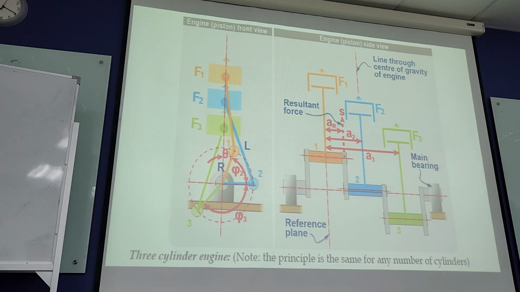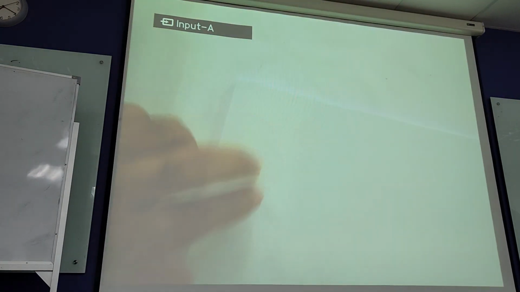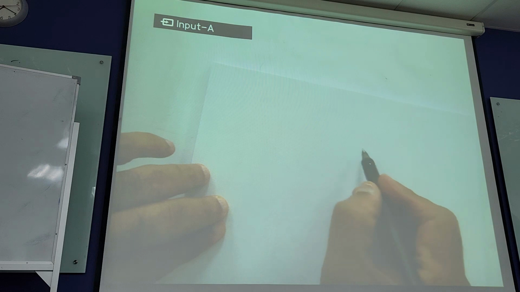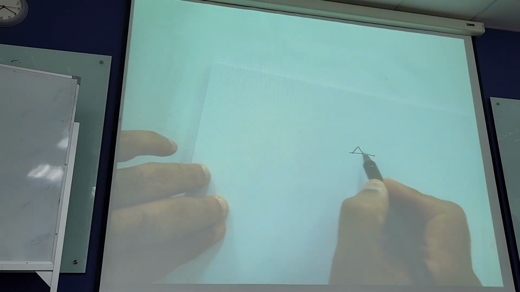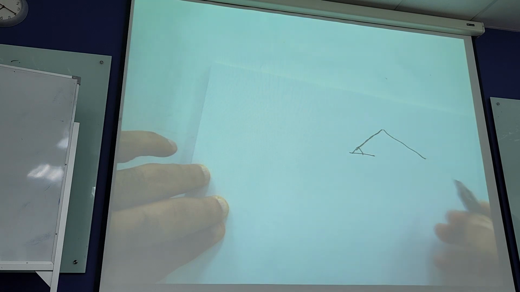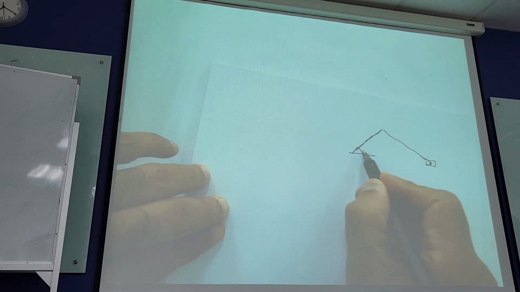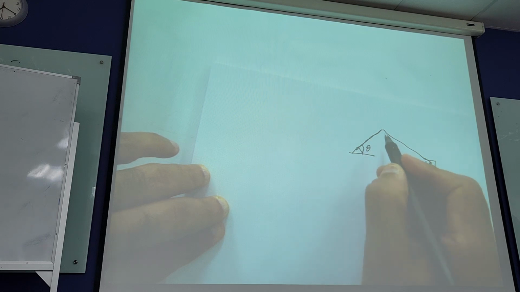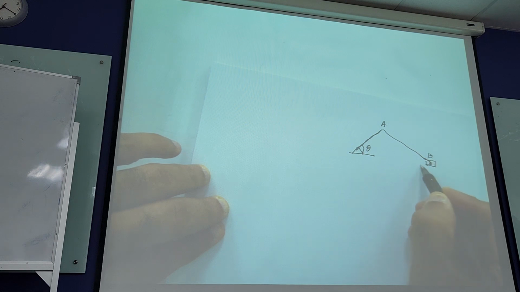If you recall the slider crank mechanism which you have done, this is your crank. This is the connecting rod. Let us say this is your piston. This is the angle theta. You can say A, B, and this is the piston C.